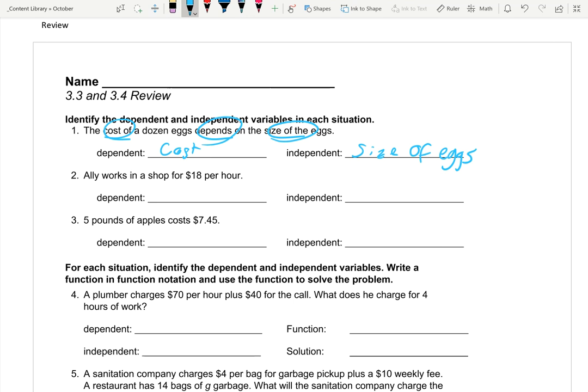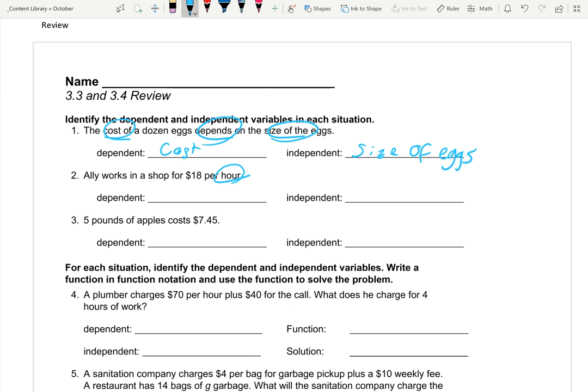All right. So Allie works in a shop for $18 per hour. That's all we have. All right, dependent variable, independent variable. So there are two things that can change here. $18 per hour is never going to change, right? $18 is always $18. The variables are things that change, things that fluctuate, things that vary. Things that could vary are how many hours she works, but we know it's 18 per hour, but we don't know how many hours she'll work, right?